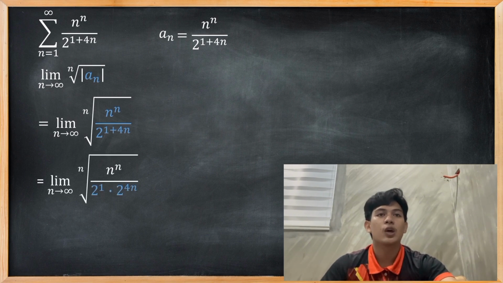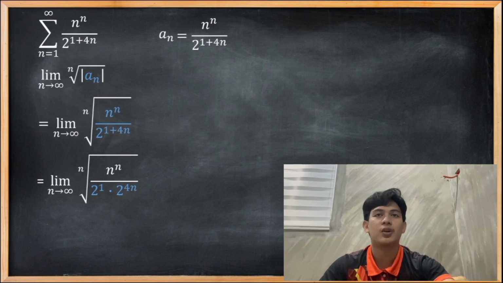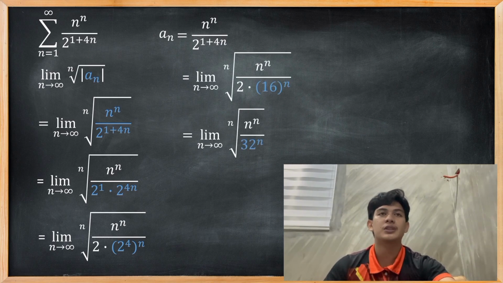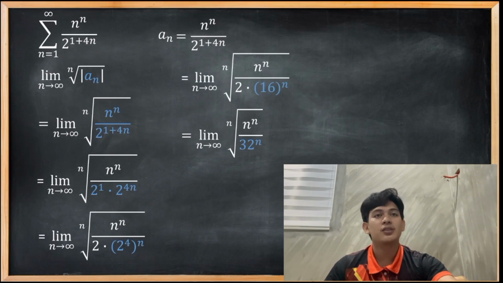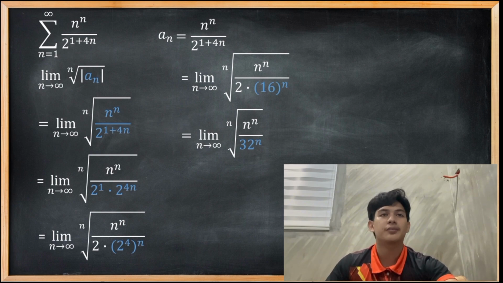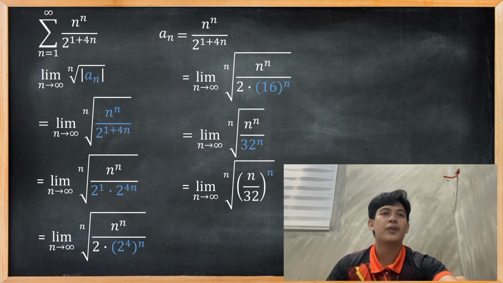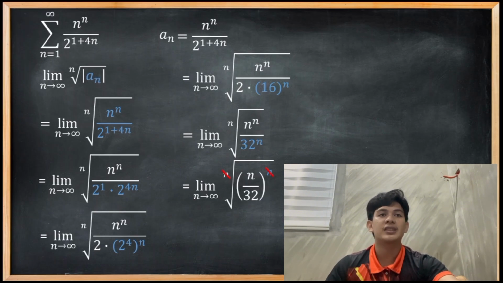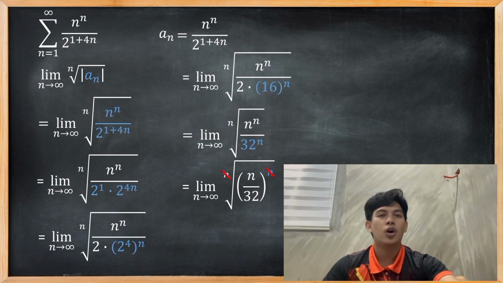For the next process, we factor the denominator, 2 raised to (1 plus 4n). As a result, we have the limit of the nth root of n raised to n over 2 raised to 1 times 2 raised to 4n. 2 raised to 1 is equal to 2, and 2 raised to 4 is equal to 16. The result is the limit of the nth root of n raised to n over 32n. Now we factor out the exponent n so we can cancel the nth root. After cancelling out, we have a result of n over 32.